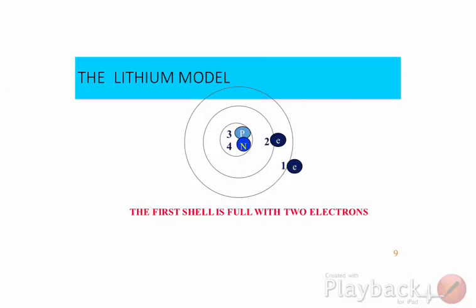So here's the lithium model. There are 3 protons and 4 neutrons in the nucleus. The first shell can house only 2 electrons. Remember, we have to accommodate 3 electrons. First shell 2, so the second shell will get 1 electron. So how many electrons does it have in the outermost orbit? It has 1 electron. This is called a valence electron.